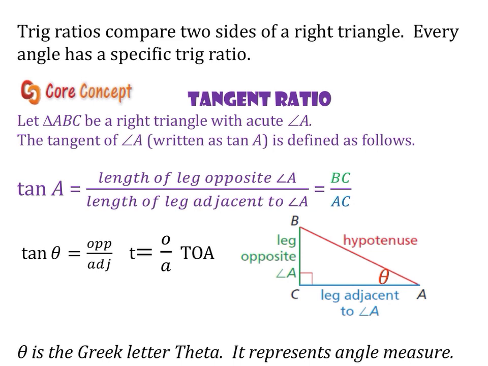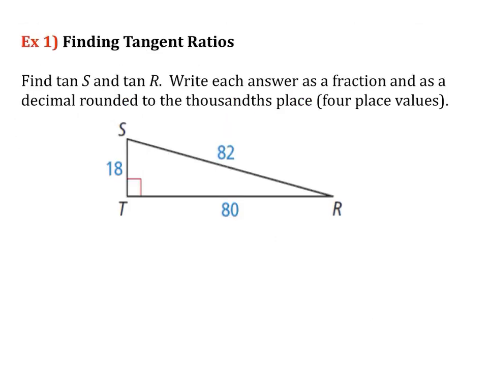And just another reminder, our symbol for the angle is the Greek letter theta, and it simply represents an angle measure. All right, so let's find the tangent ratio of the following example. We're going to find the tangent of S and tangent of angle R. Write each answer as a fraction and as a decimal rounded to the thousandths place. In other words, 4 place values.